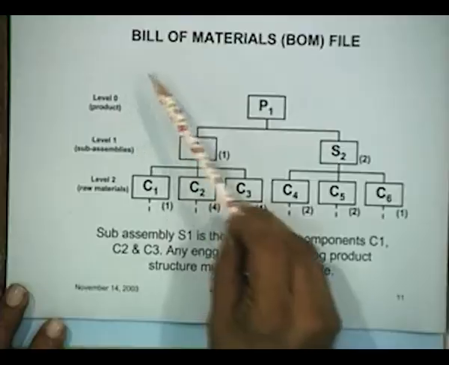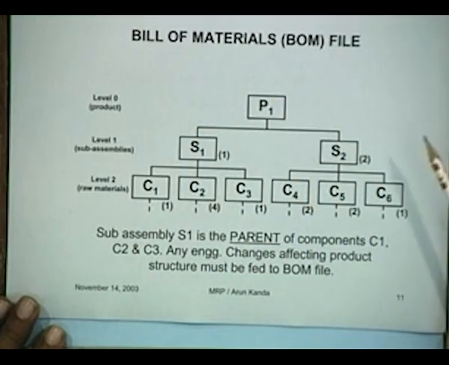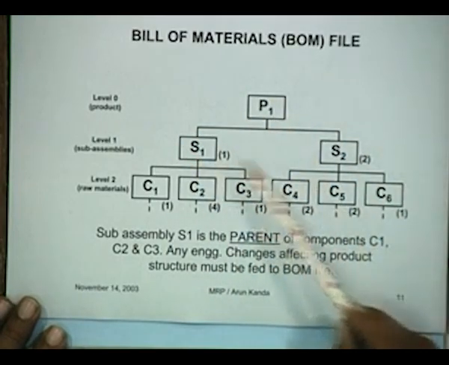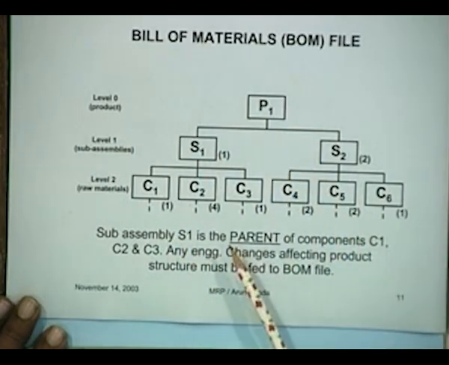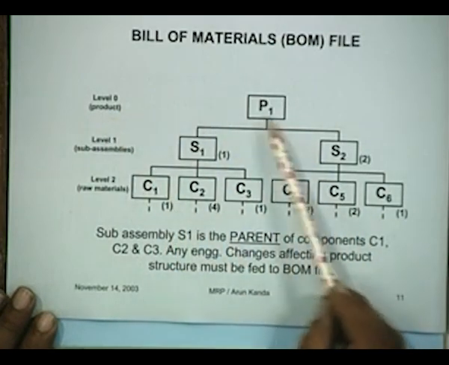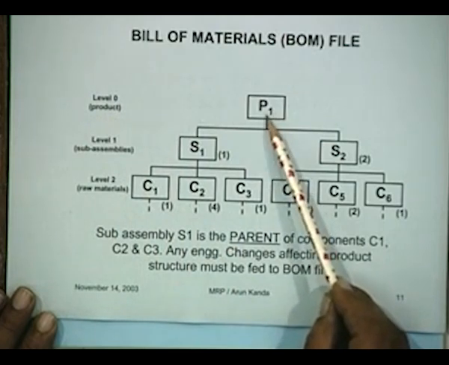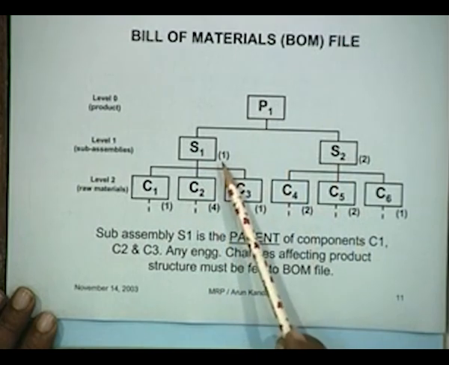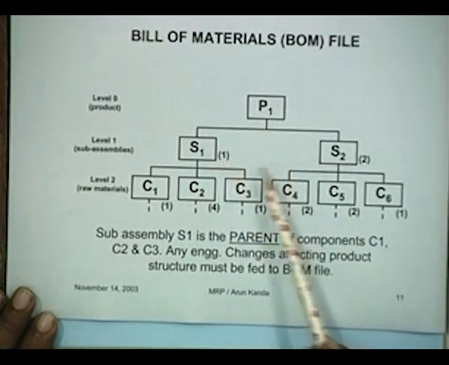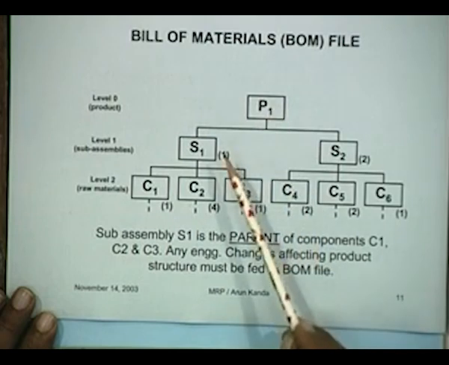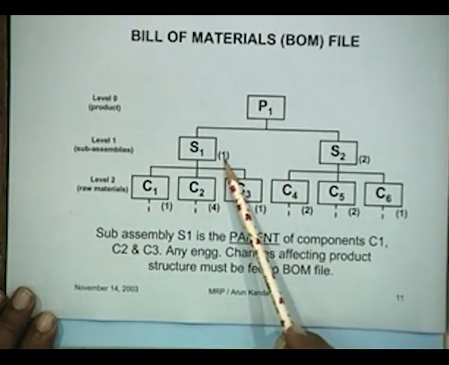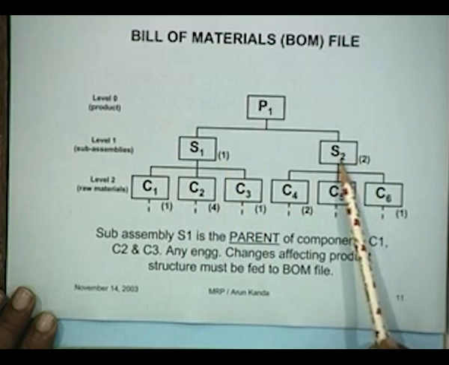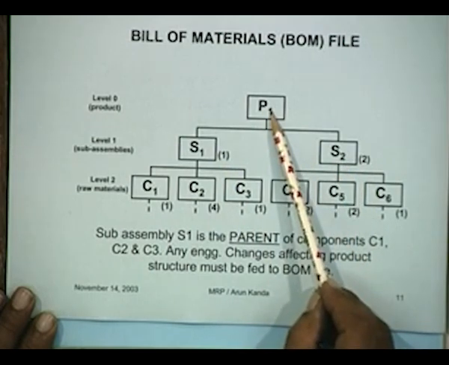Now we have seen what the master production schedule looks like. Now let's see what is a BOM file. What is a bill of materials file? A bill of materials file will typically be a hierarchical structure of this nature. At the level 0 you have the product, which is the final product P1. This product is composed of two sub-assemblies, S1 and S2, and there are numbers here which indicate that for each product I have one sub-assembly S1 and two sub-assemblies S2 which are needed to make the final product.